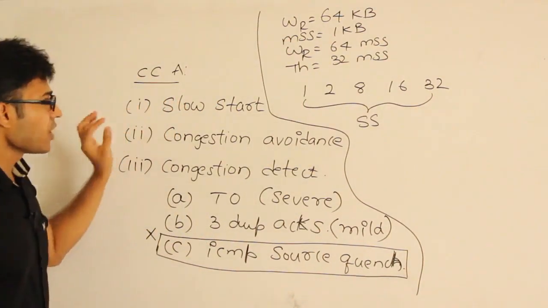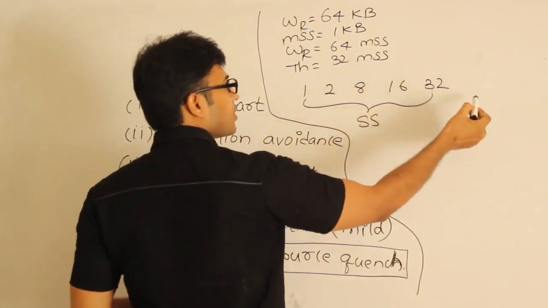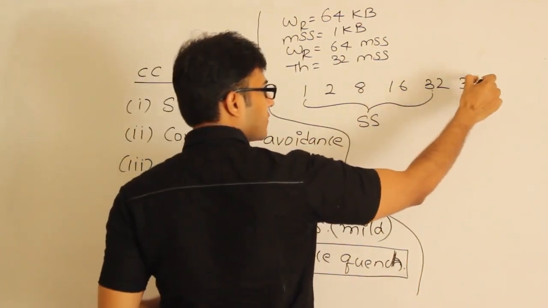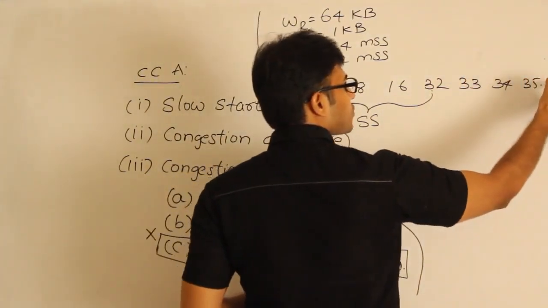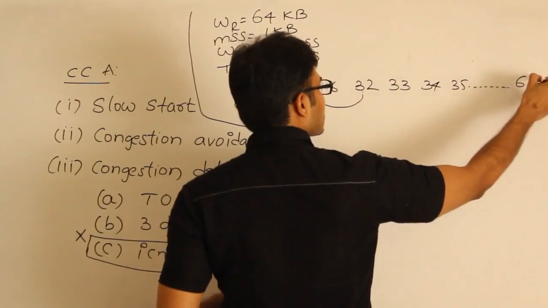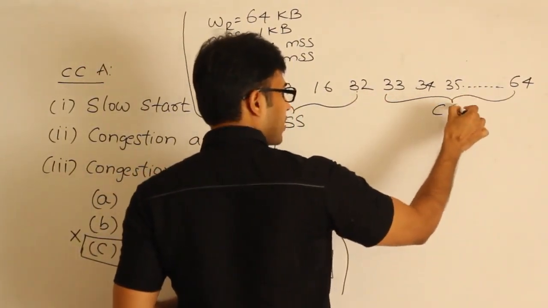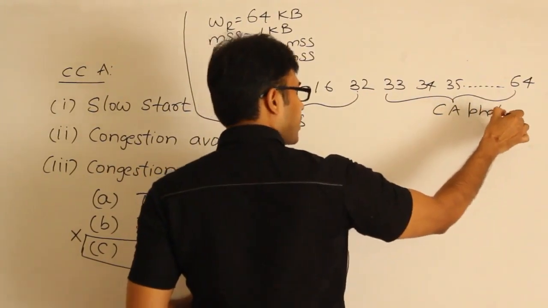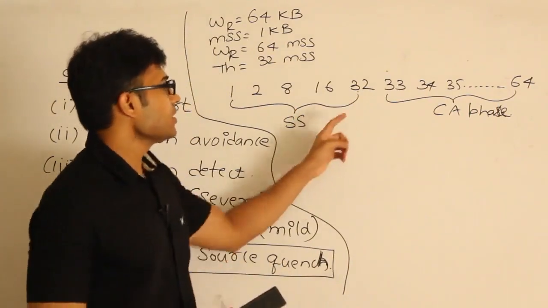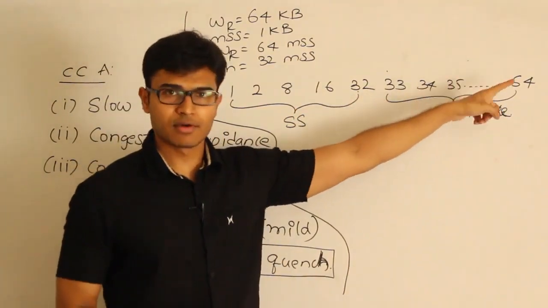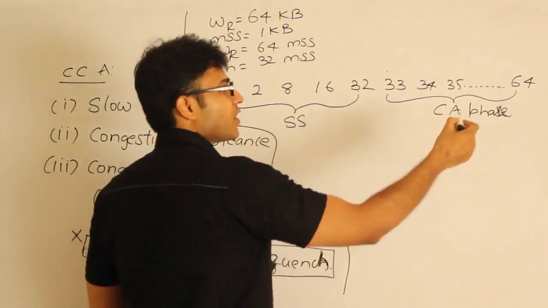And now the congestion avoidance phase. The congestion avoidance phase starts after you reach the threshold. So you are going to start with 33 and then 34 and then 35, and so on up to 64. This entire phase is the congestion avoidance phase. What does it do? It starts after the threshold, and till you reach the maximum receiver window size, we are going to grow linearly. After that, we are going to stay there.